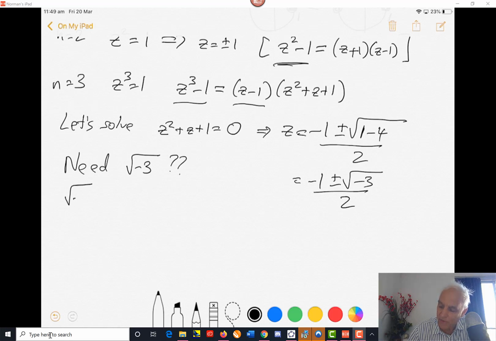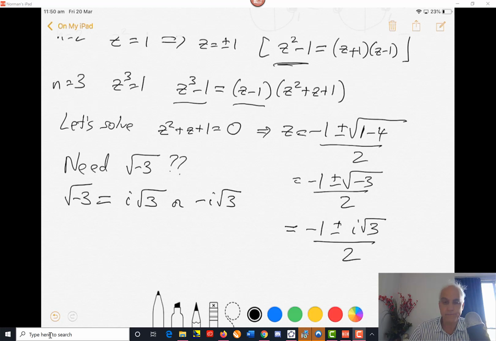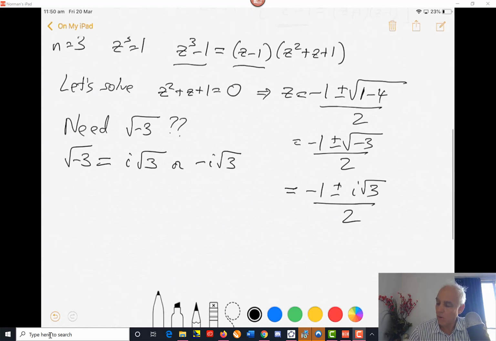we can interpret this square root of minus 3 to be i times the square root of 3, or minus i times the square root of 3. So if we have a square root of 3, like a real number, then we multiply that by i, or by minus i, and we square that, then we're going to get minus 3. Okay, so there's two solutions here. So to come back to our equation here, we could write this now as minus 1 plus or minus i times root 3 on 2. Okay, so where are those numbers?